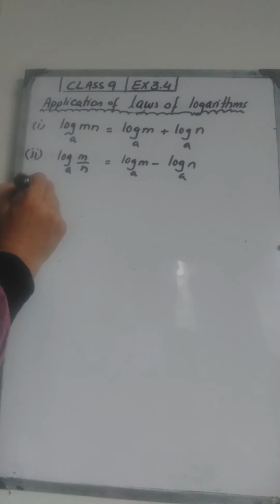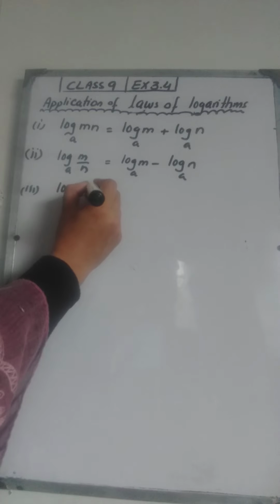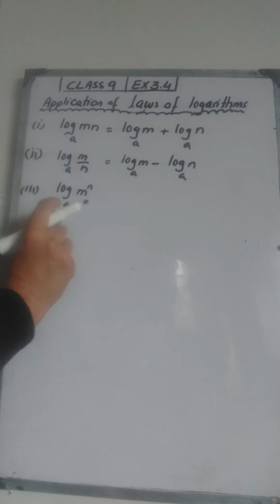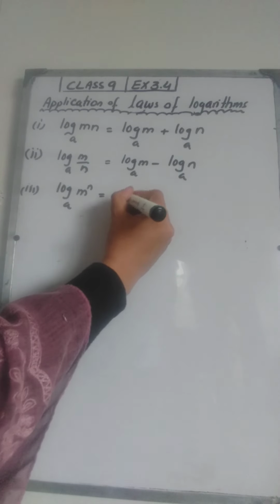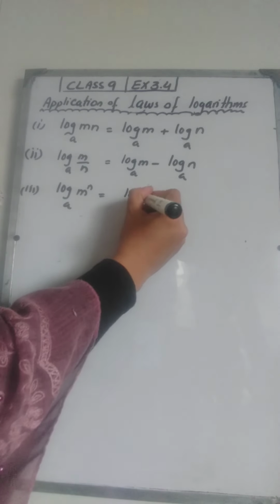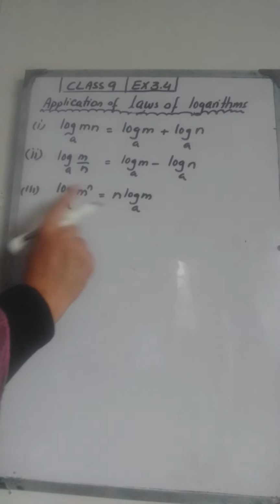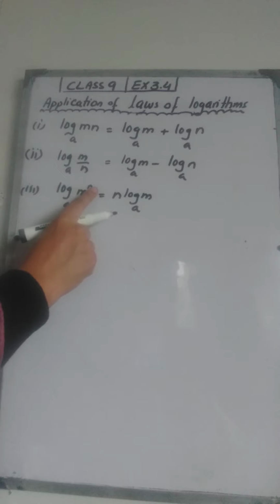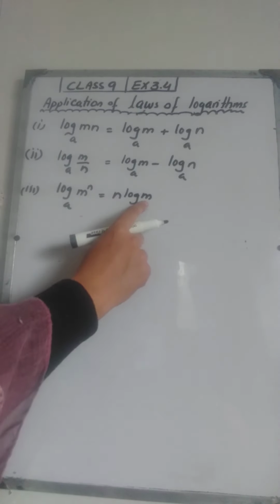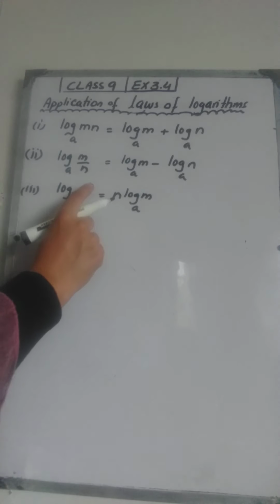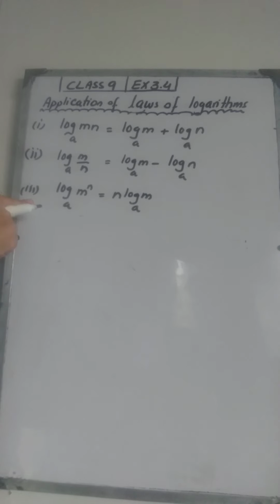The third is the law of power. If you have m raised to power n and you want to find its log, then you can also find the log of m first and then multiply it with n. So the answer will remain the same whether you find m raised to power n first and then find the log, or you find the product of n and log of m. Here at least you don't have the exponent. So these are the laws which we are going to use in this exercise.